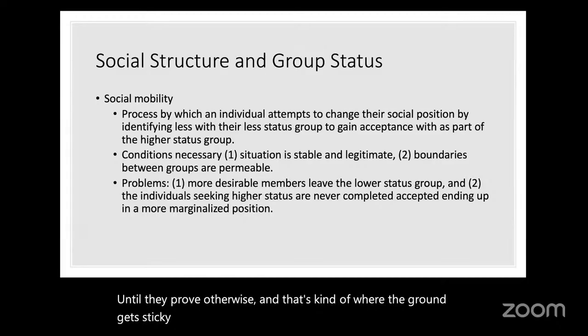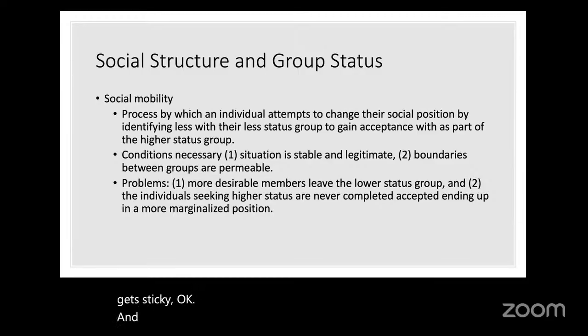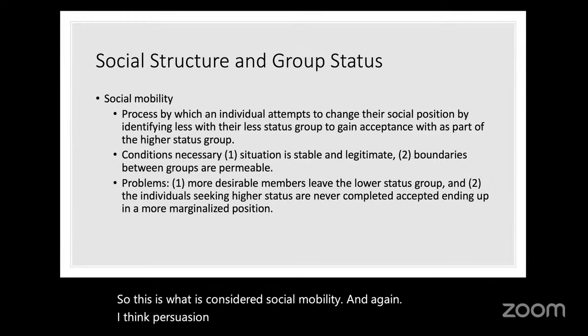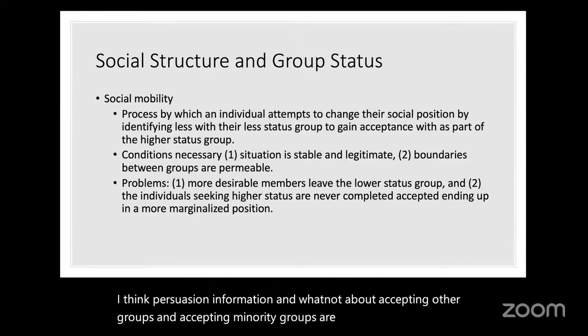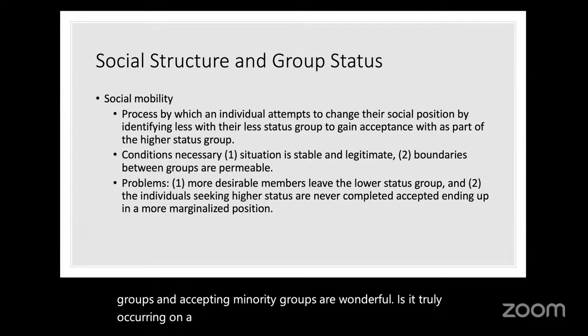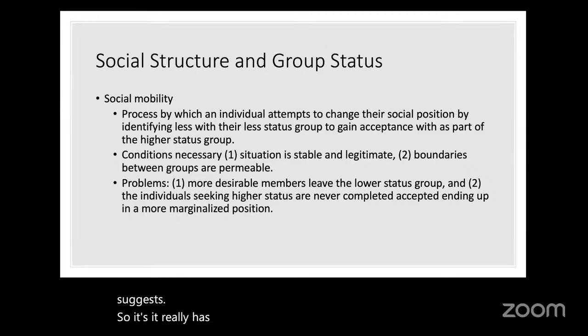Okay. And so this is what is considered social mobility. And again, I think persuasion, information, and whatnot about accepting other groups and accepting minority groups are wonderful. Is it truly occurring on a cognitive, psychological level? The evidence so far suggests, meh. So it really has to do with how, again, those vague categories.